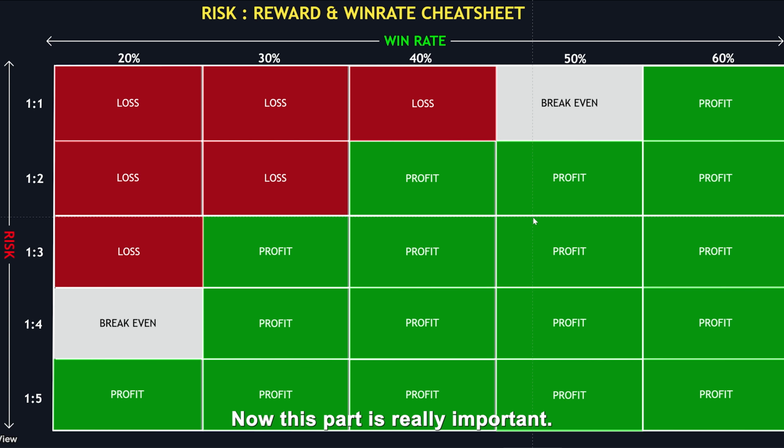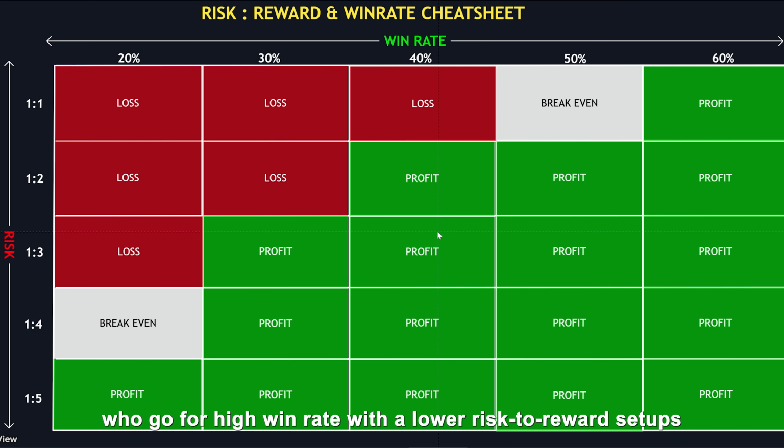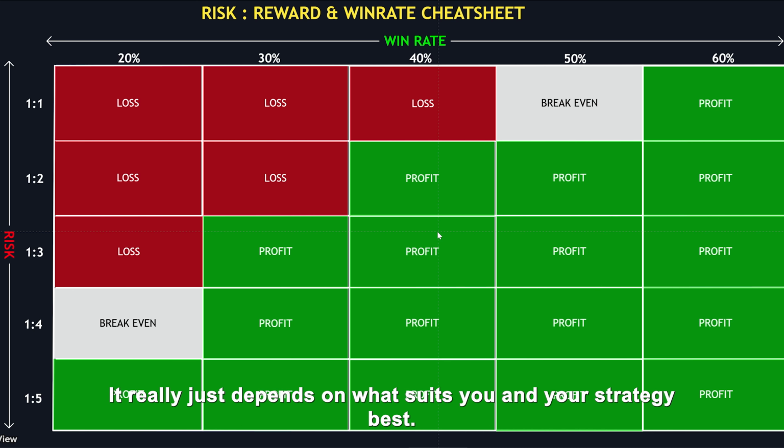Now, this part is really important, understanding your win rate and your risk to reward. There are basically two types of traders. You've got the traders who go for high win rate with a lower risk to reward setups like a 1-to-1 or a 1-to-2. And then you got the ones who have a lower win rate, but they aim for bigger risk to rewards. Both styles work. There is no right one. It really just depends on what suits you and your strategy best.